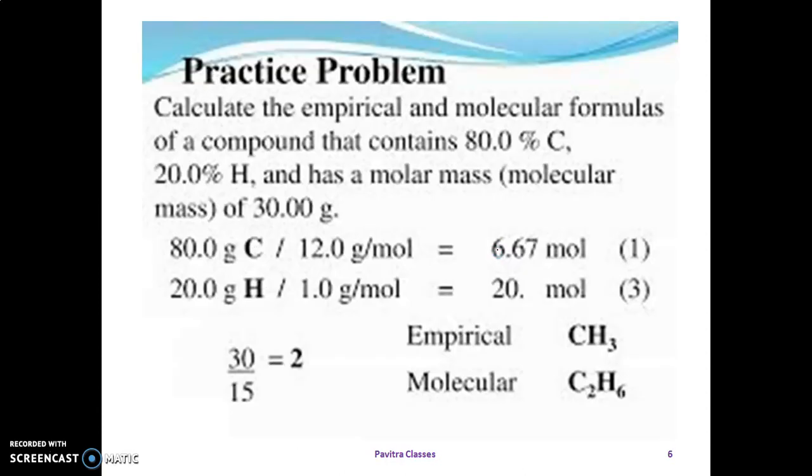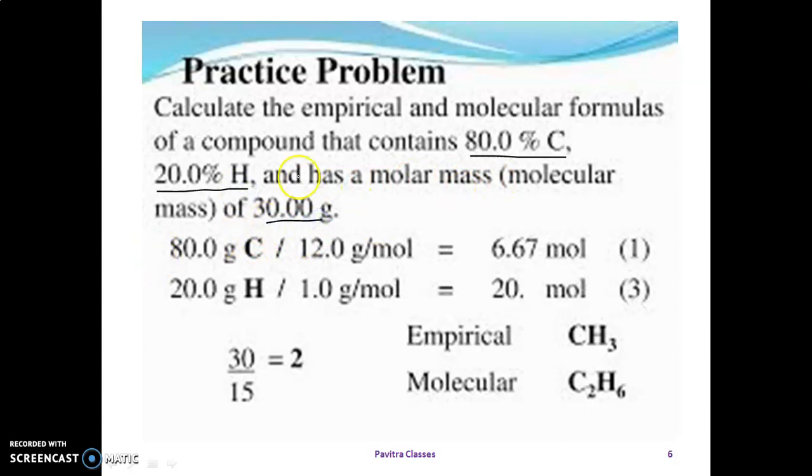So next, when the question is in percentage, each element will be given as a percentage. So how to do the empirical formula calculation? Calculate the empirical and molecular formulas of a compound that contains 80% carbon and 20% hydrogen and has a molar mass of 30 grams.